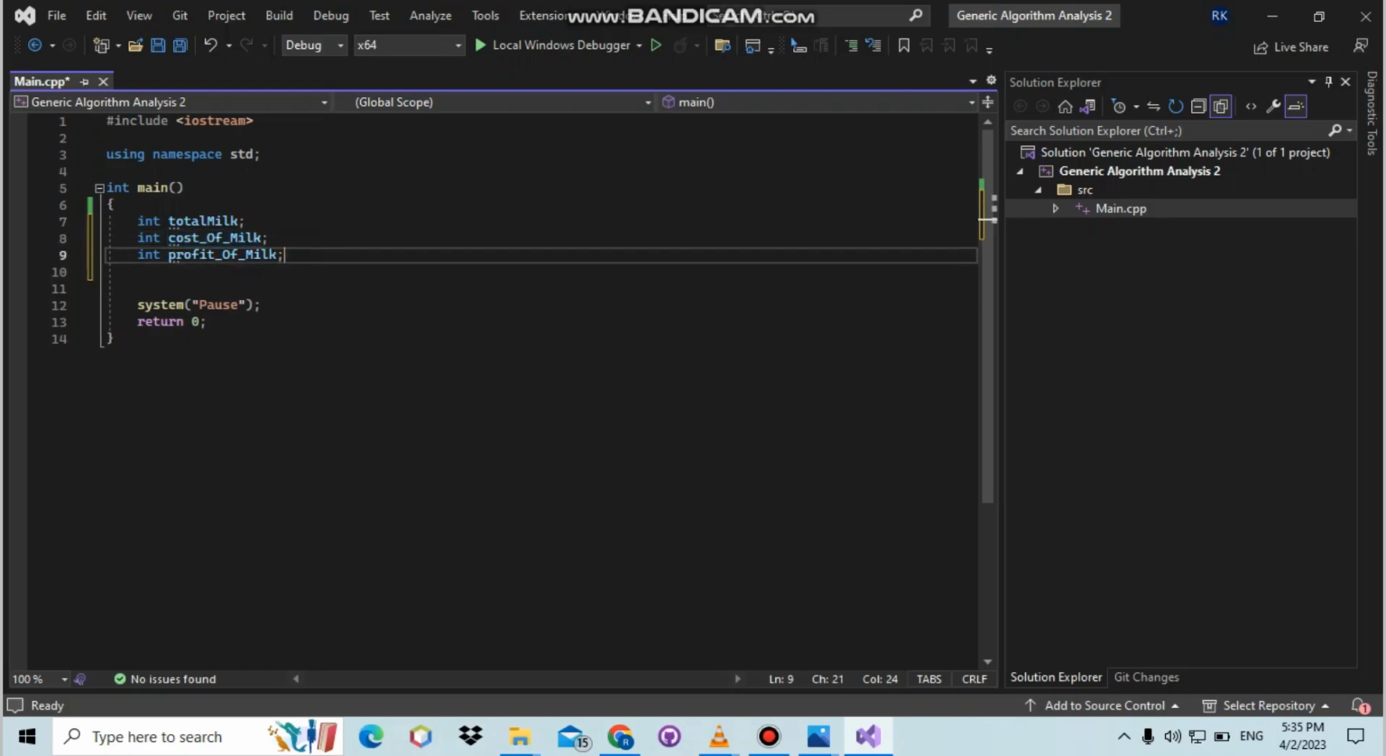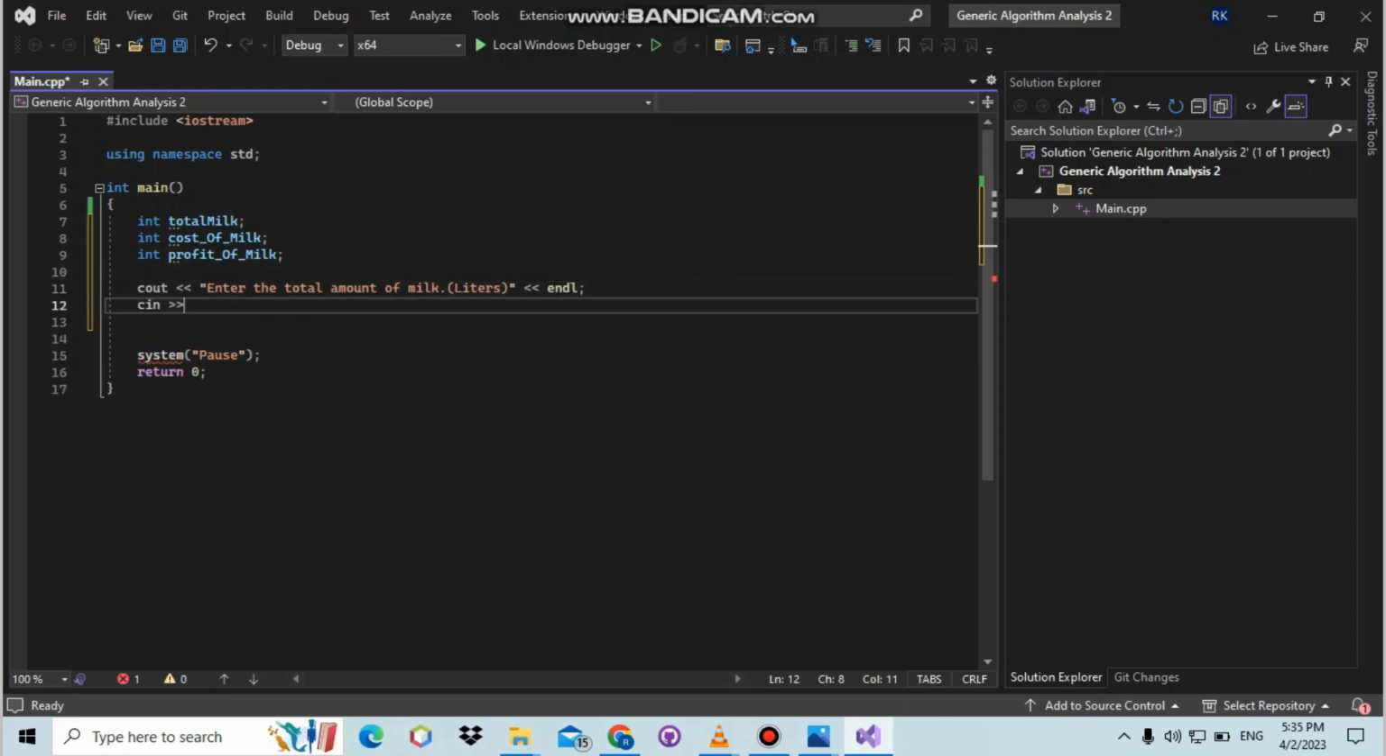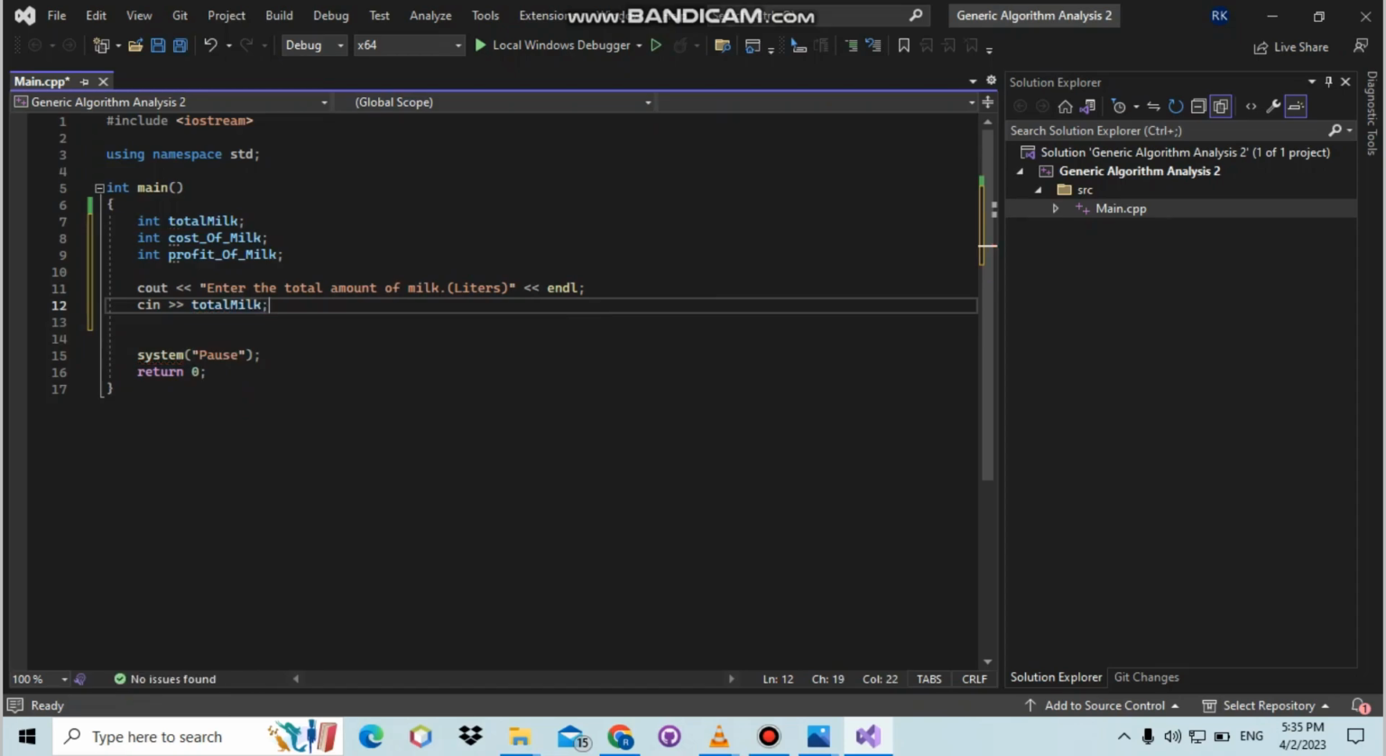Awesome. So what's happening, guys, here, the user inputs something. So cout to enter the total amount of milk, and this will be now in liters, of course. So cin total milk variable is to be inputted. It will be a whole number eventually.